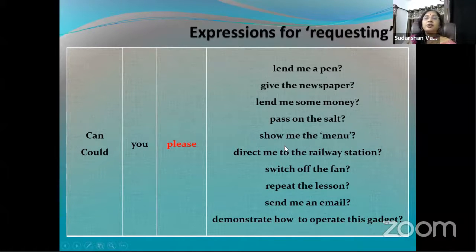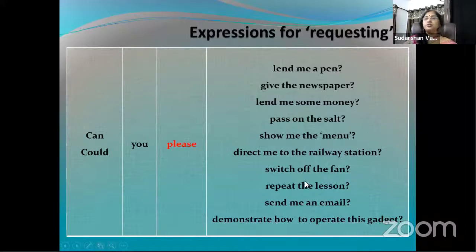So when you're asking a co-student, you should be semi-formal. Could you please direct me to the railway station? Can you please switch off the fan? Your sister. Could you please switch off the fan? Maybe to a stranger. Can you repeat the lesson? Only to a friend. Could you please repeat the lesson? Maybe, to somebody who is not very close to you.